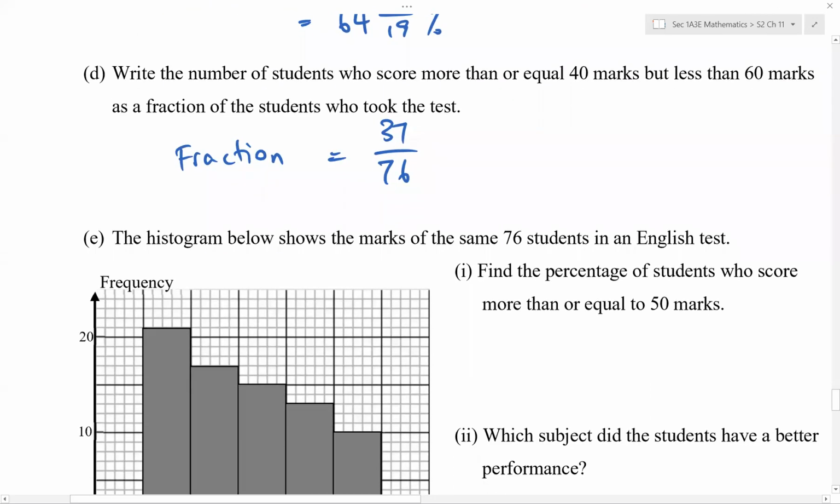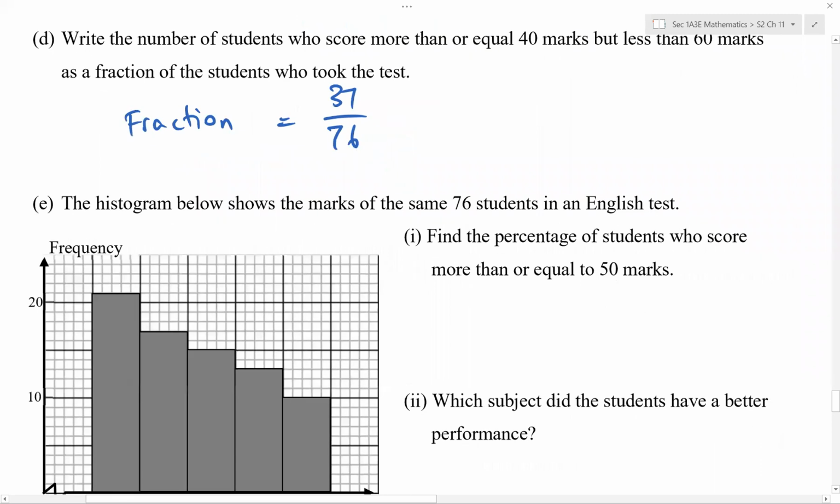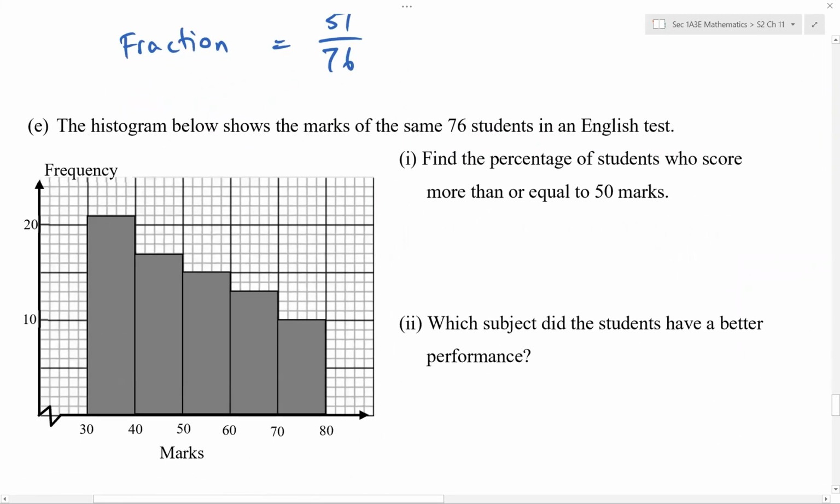Now in part E, we have another histogram, the marks of the same 76 students in another subject, English test. So now find the percentage of students who score more than or equal to 50 marks. So more than or equal to 50 marks refers to this region. So just do a quick count. We've got 15 here, 13, and 10. So percentage will be the sum, 15, 13, 10, we get 38 over 76 times 100%. So you get 50%, just nice.